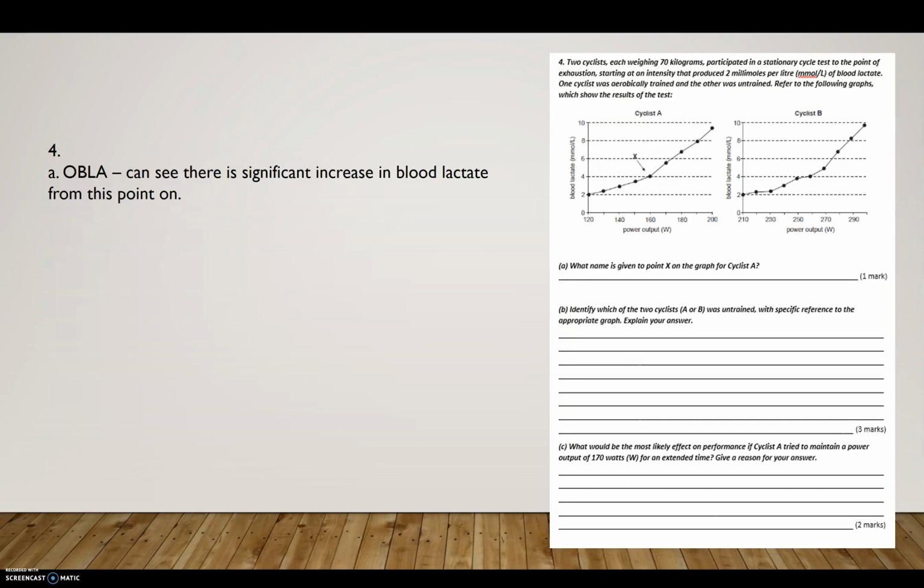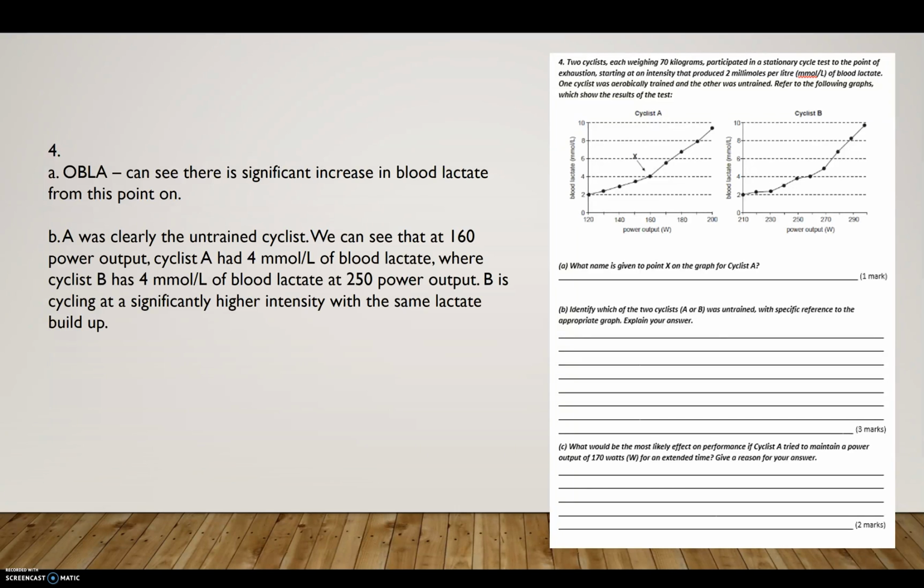Identify which of the two cyclists A or B was untrained with specific reference to the appropriate graph. Explain your answer. Lots of people got this wrong. They just did not read the graph properly. And that's why it says, with specific reference to the appropriate graph, all you need to do is pull information off. So it was clearly untrained cyclist was A.